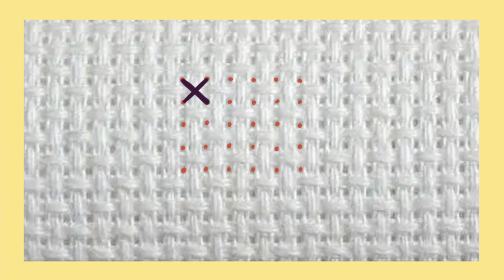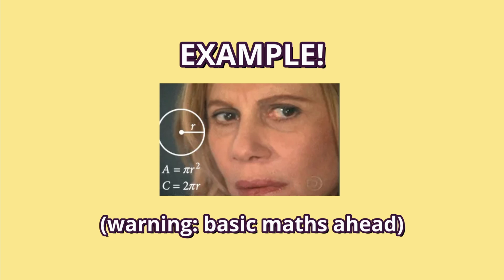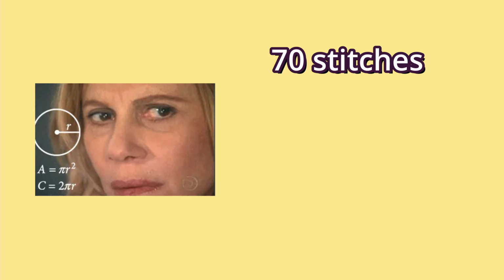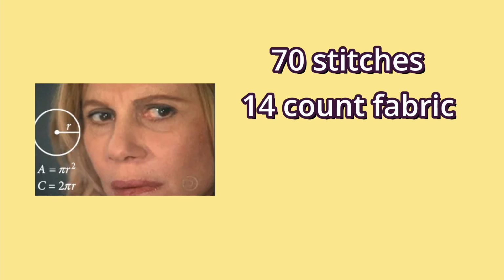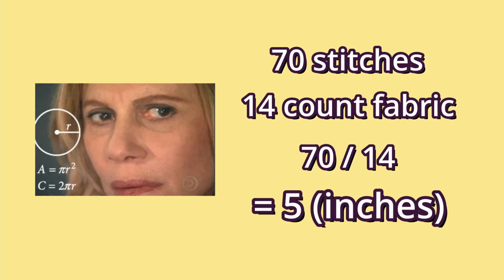Simple. If you imagine your stitches will typically take up 1 of these squares, you can also think of the count as how many stitches you'll get to 1 inch, which makes it easy to work out how large a finished piece will be. For example, if you're stitching a pattern that is 70 stitches wide and you're planning to do it on 14 count fabric, you can easily figure out that your finished piece will be 5 inches wide.